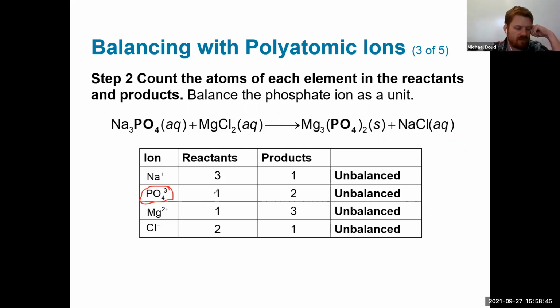So here, if we have 1 phosphate in the reactants and 2 on the products, we can just put a 2 here in front of Na3PO4. That gives us our 2 phosphates. And of course, it changes our sodiums too. That gives us now 6 sodiums here. Next up, we have to balance the magnesiums. We need 3 of the magnesium chloride to give us the 3 magnesiums that we need. Now that also gives us 6 chlorides. Then we have our sodium and chloride out of balance. So if we put a 6 here, 6 sodium chloride, that now gives us 6 sodium, 6 chloride.